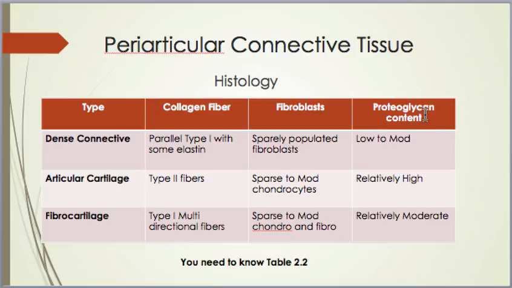The proteoglycan content of dense connective tissue is low to moderate. Okay? Remember, these proteoglycans are hydrophilic and help with stiffness of tissue. We don't want this as stiff as we do, for example, articular cartilage. The proteoglycan content is high there, and the fibrocartilage is not as resilient to load as the articular cartilage, but still has a relatively moderate degree of proteoglycan content. I want you guys to know Table 2.2. This is an important table to know and understand as we go forward through the course.